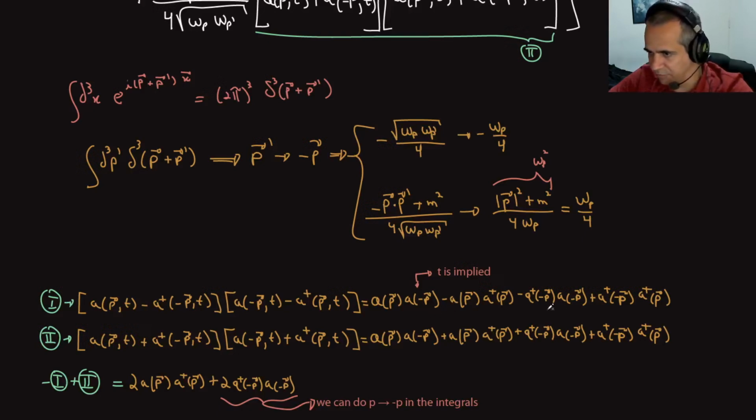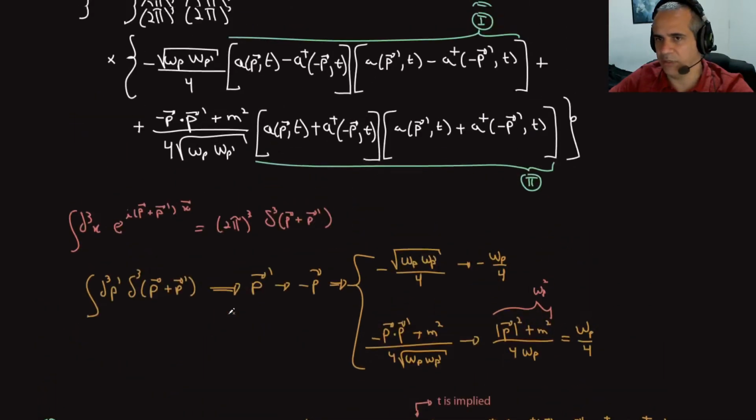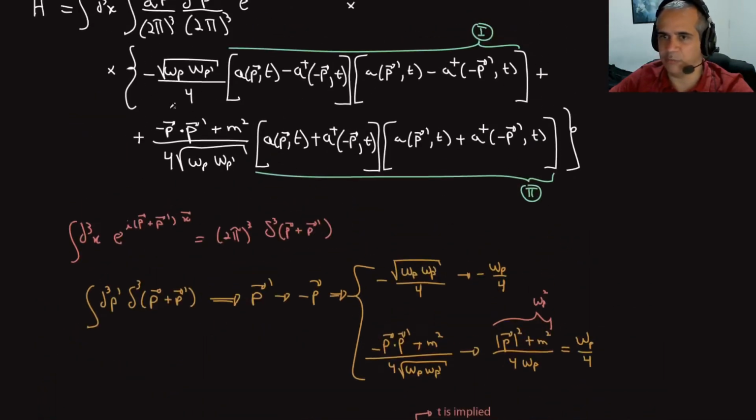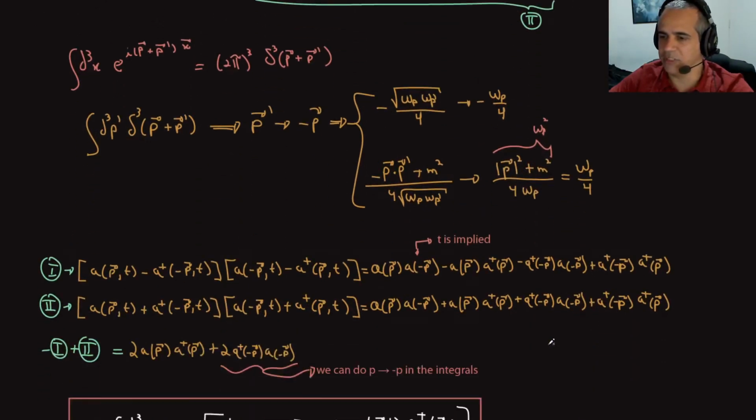The terms that have A dagger A dagger or AA, which are here and here, they go away because there's a minus sign between 1 and 2 up here. This is proportional to minus omega over 4. This is proportional to plus omega over 4. So the terms that are equal here go away, and you have only these terms that involve AA dagger or A dagger A.